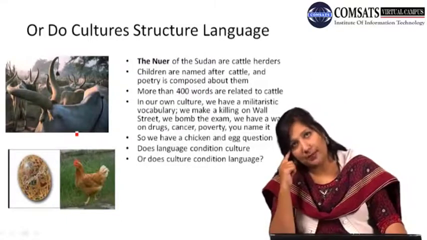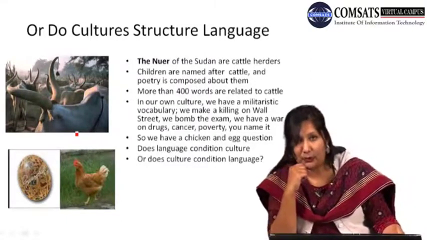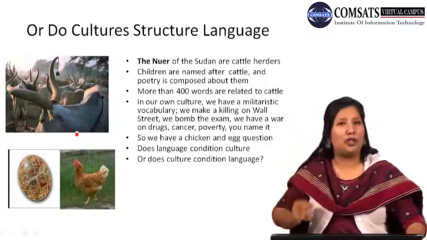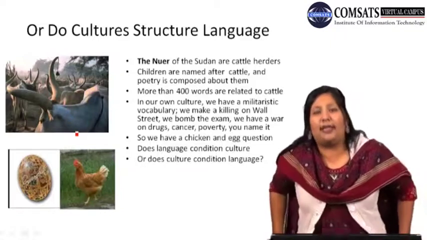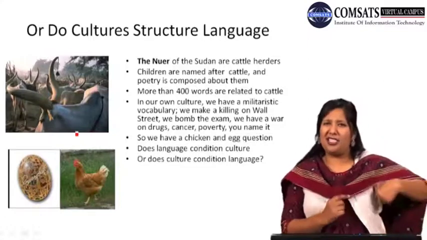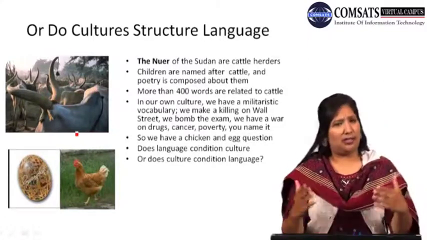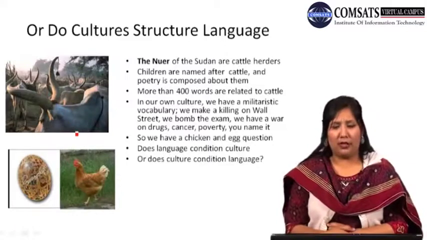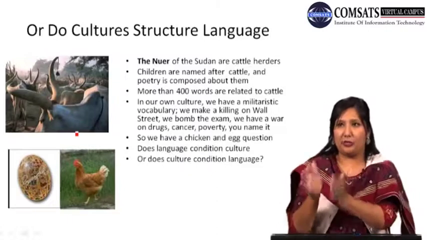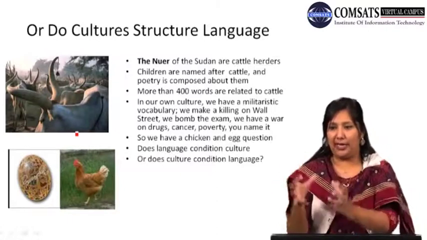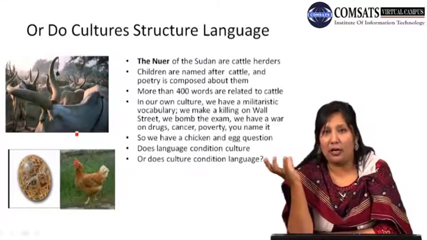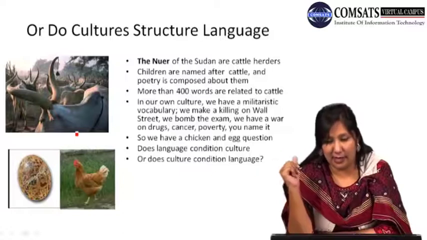Now the opposite stance: do cultures structure language? If not language, are these the cultures that are going to structure language? The example given is that of the Nuer. The Nuer of the Sudan are cattle herders. There is one nation, they are the speakers of the language, and they are basically cattle herders.